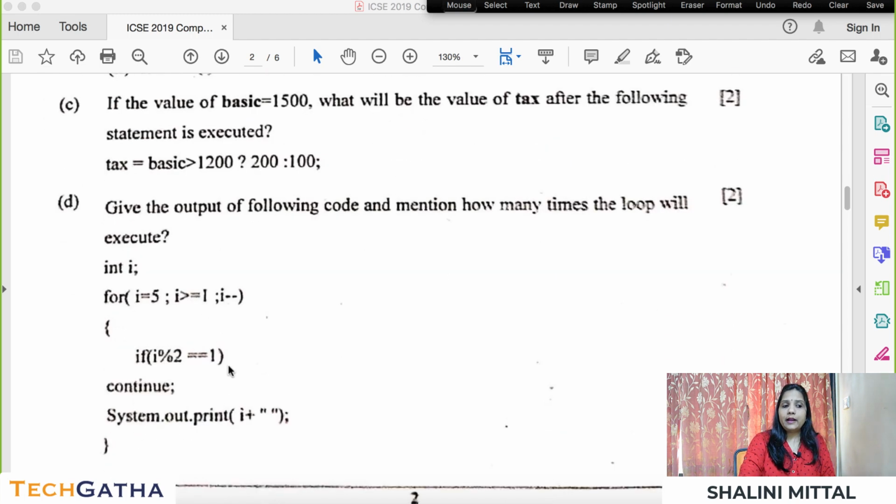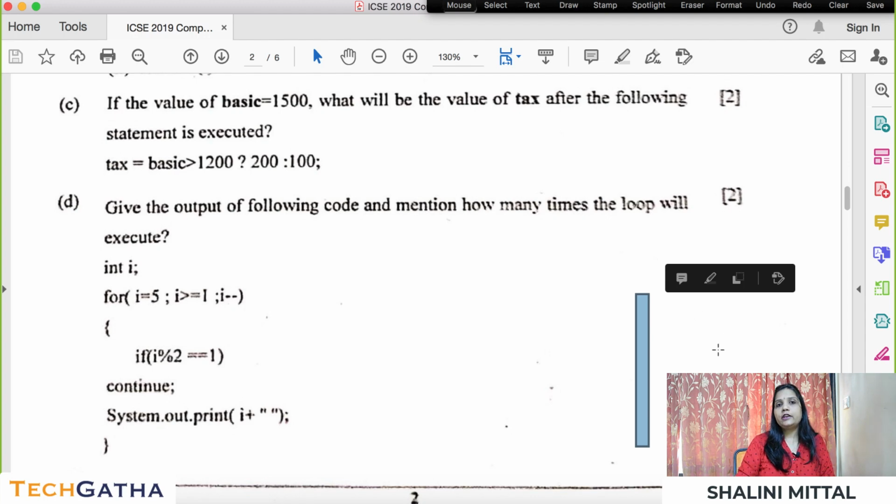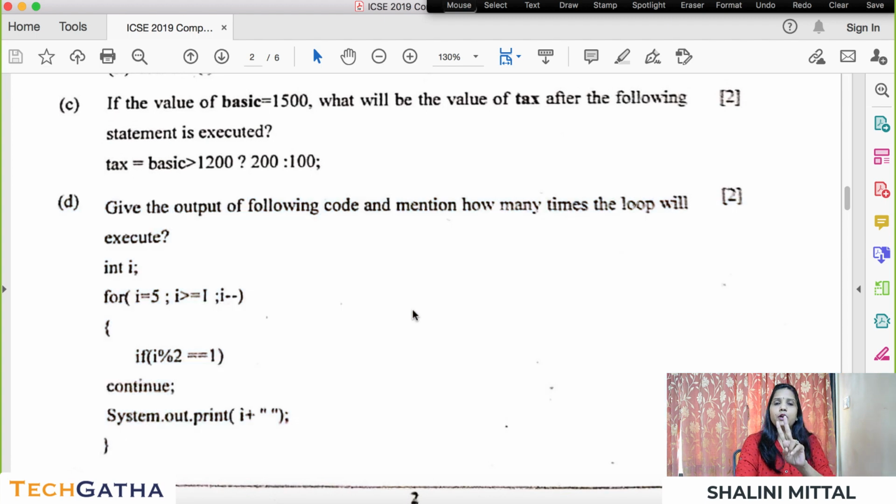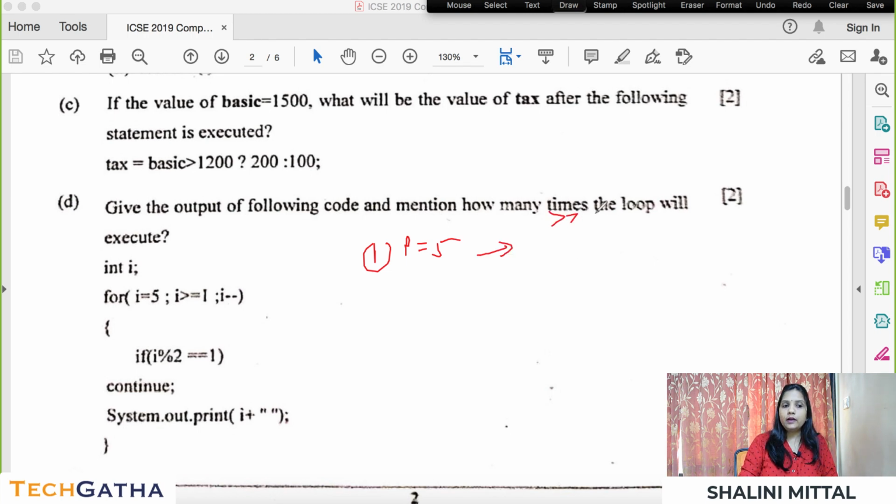So it's always better that you create a rough column and write your working over there. It's always suggested to show your working. There are 2 advantages to it. While you're solving these kinds of programs, say for example, I is 5, I greater than equal to 1, I minus minus, this runs 5 to 1. Okay, so the first time when I is 5 greater than equal to 1, the condition is true. Correct? You go inside.